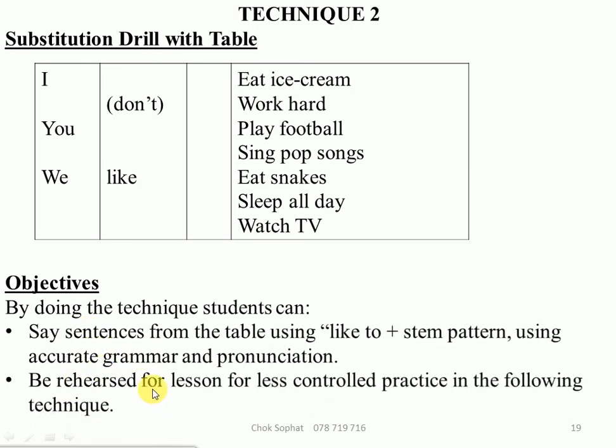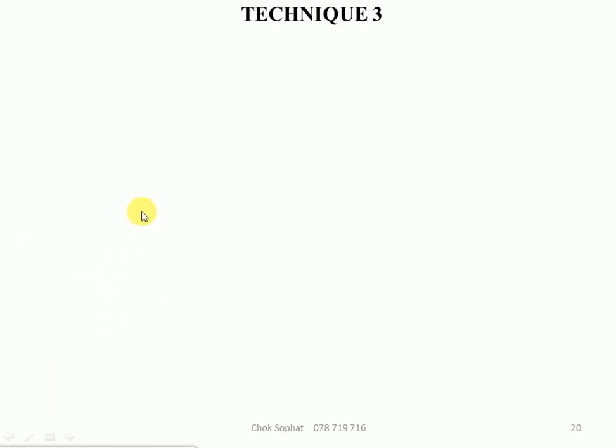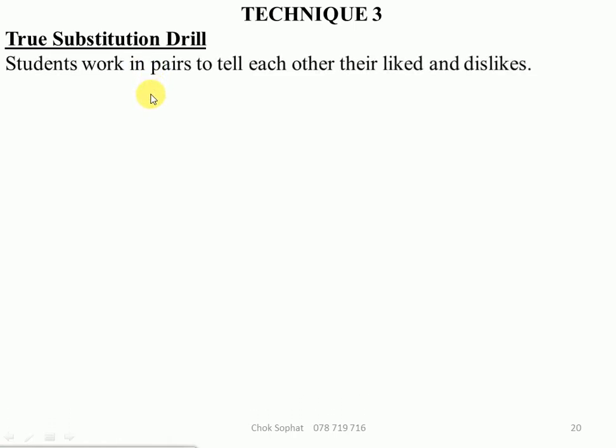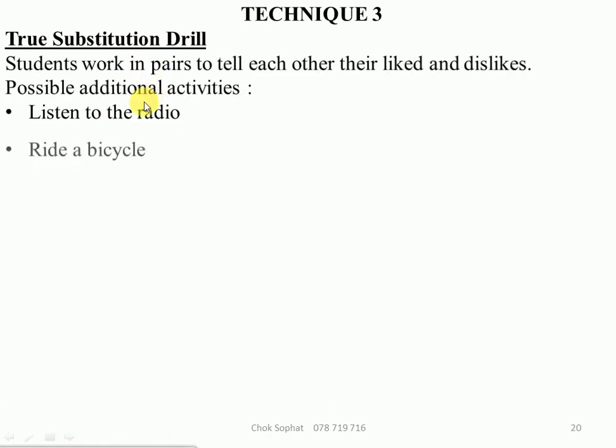Okay. So every technique has a content objective. This is the small sub-objective in a lesson. This is technique number 3, which links the first technique to this technique: the substitution drill. What do we want our students to do in this technique? The students work in pairs and tell each other their likes and dislikes. A possible additional activity: listen to it.